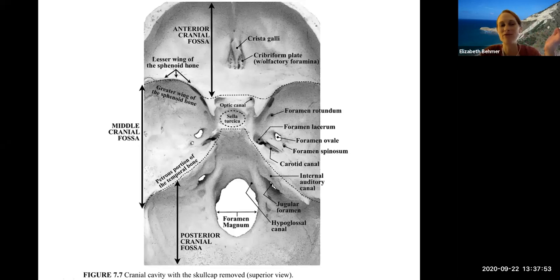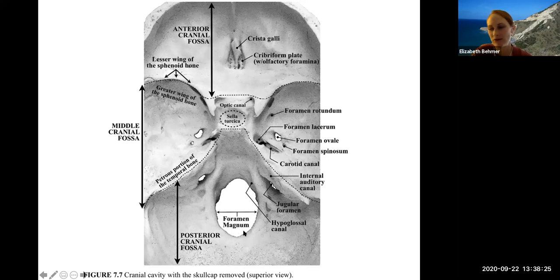This would be a lot more fun if we were in lab and you could put a pipe cleaner or a toothpick through these holes because you could see how large they are. But the sella turcica is a little depression where your pituitary gland sits, and your pituitary gland secretes a lot of hormones. I'm going to come back to all of these holes in the middle cranial fossa, but in the posterior cranial fossa, we have our largest foramen, or our largest hole, called the foramen magnum.